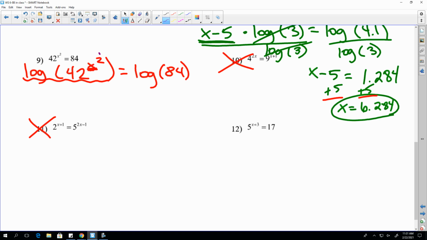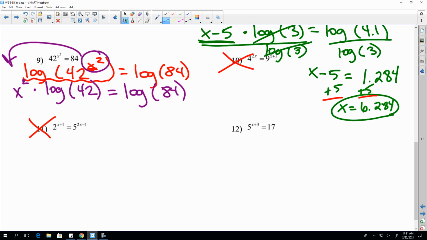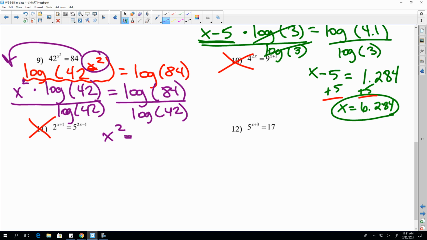So now I'm allowed to move this whole entire x squared, right? The whole exponent will get moved to the front, times log of 42 equals log of 84. And now we're going to solve this. We're going to divide by log of 42. Make sure you're not canceling out the log, like the word log. You're computing the value of log of 84 and computing log of 42 and then dividing them by each other.